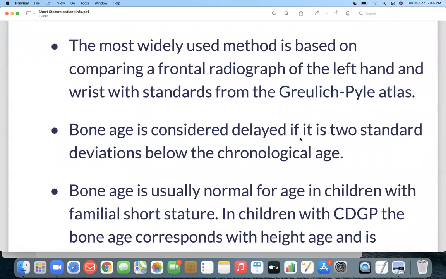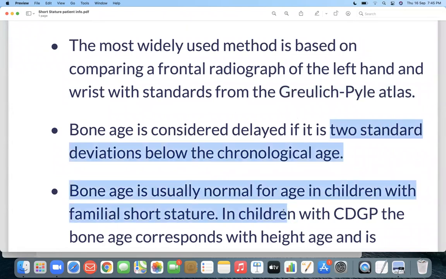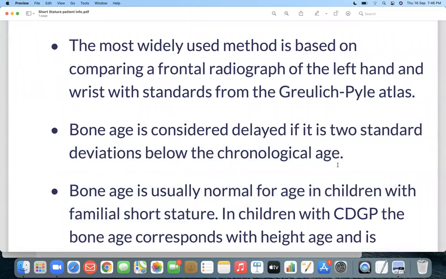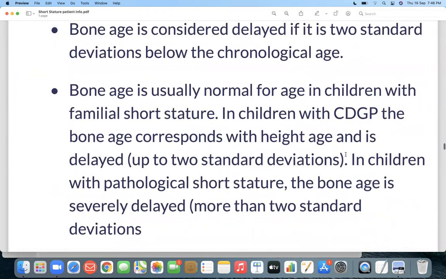Bone age is considered delayed if it is 2 standard deviations below the chronological age. For everything, 2 standard deviations is very important. Even short stature is 2 standard deviations below the mean height for age and sex, or 2 standard deviations below the mid-parental height. Only in the case of microcephaly is it 3 standard deviations.